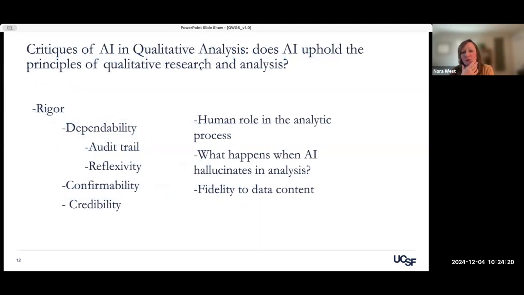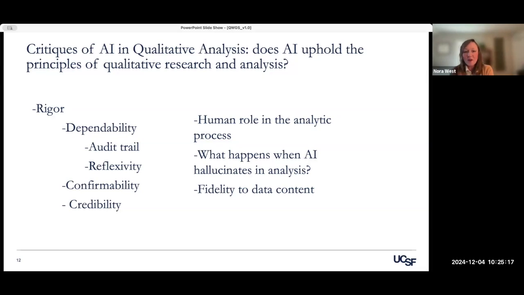And so, to this point, does AI uphold the principles of qualitative research and analysis? Does it stick with rigor as we understand it? Like I showed in the previous slides, if you're asking AI to do your coding, what's the dependability? What's the audit trail? Was AI reflexive in the same way that I might write a reflexive memo about how I brought my own perspective into a specific topic, how I did my own kind of introspection? You can't ask a large language model to do that same thing. I suppose you could, but I'm not sure what you would get from it.